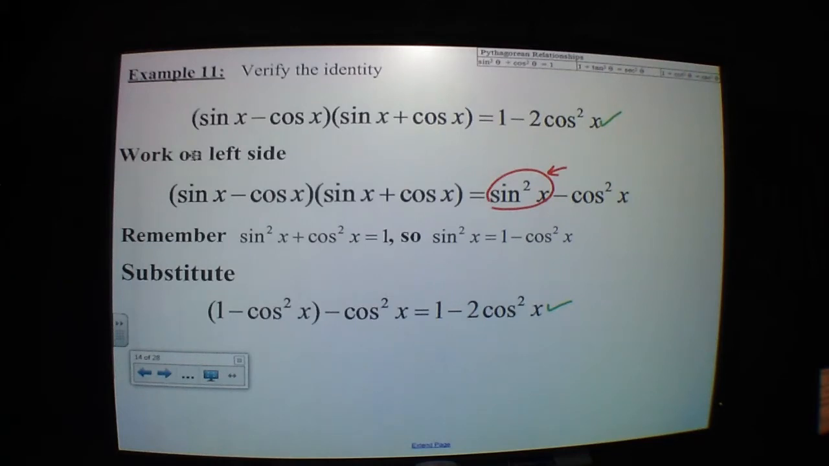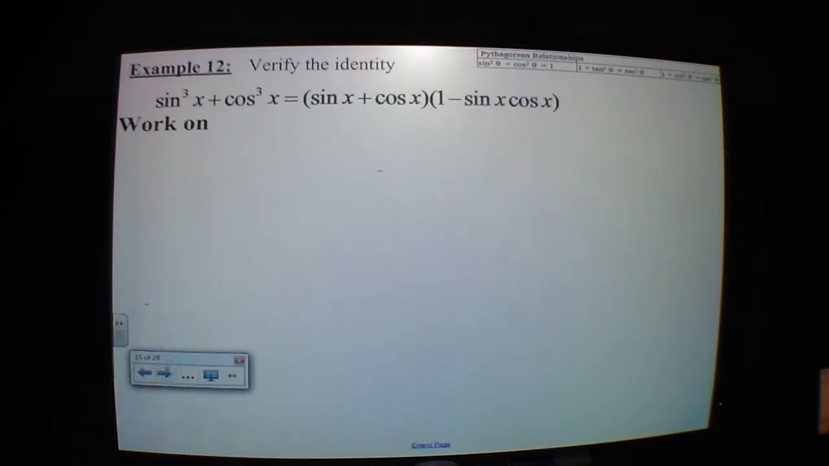Okay, next example. Example 12, verify the identity. Sine cubed of x plus cosine cubed of x is equal to sine of x plus cosine of x times 1 minus sine of x cosine of x. If I were doing this, I'd work on the right side. You might be able to work on the left side if you know some factoring, if you remember some of the formulas for factoring, but I'm going to work on the right side.